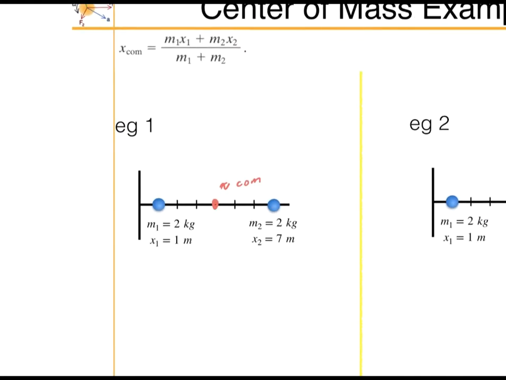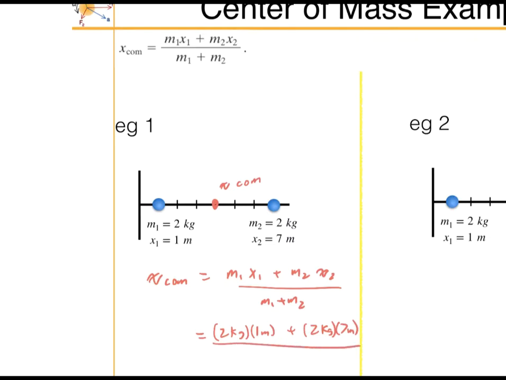Okay, so let's calculate using the equation that was given. x center of mass is equal to mass 1 x1 plus mass 2 x2 over the sum of mass 1 plus mass 2. So mass 1 is 2 kilograms, x1 is 1, it's located at x equals 1 meter, plus 2 kilograms times x2, which is 7 meters, divided over the sum of those two masses, 2 kilograms plus 2 kilograms, so that's going to be 4 kilograms.